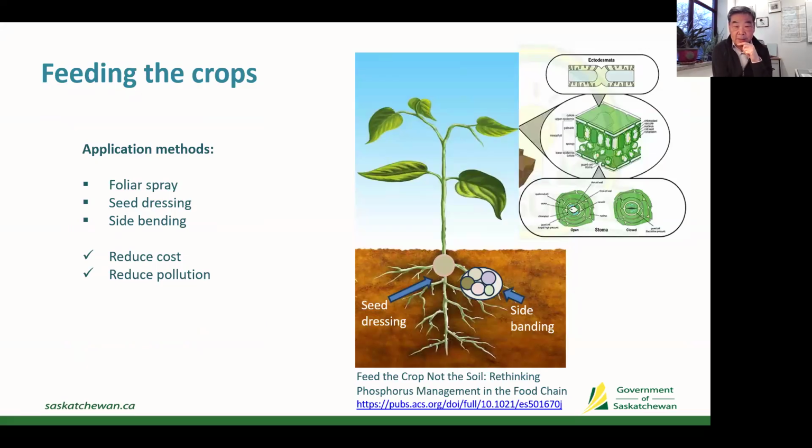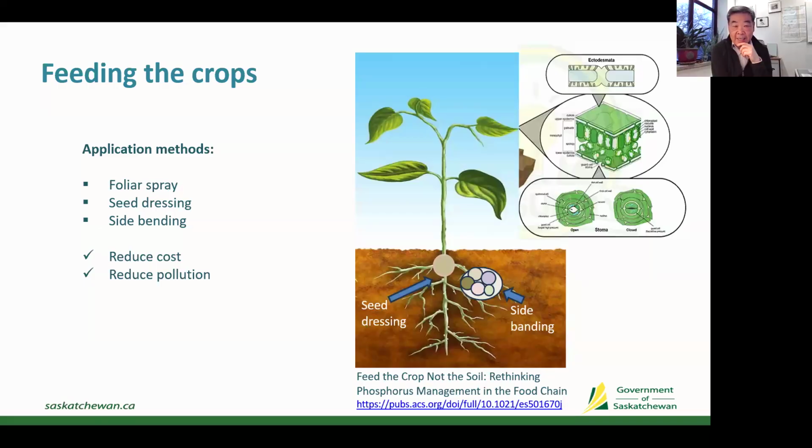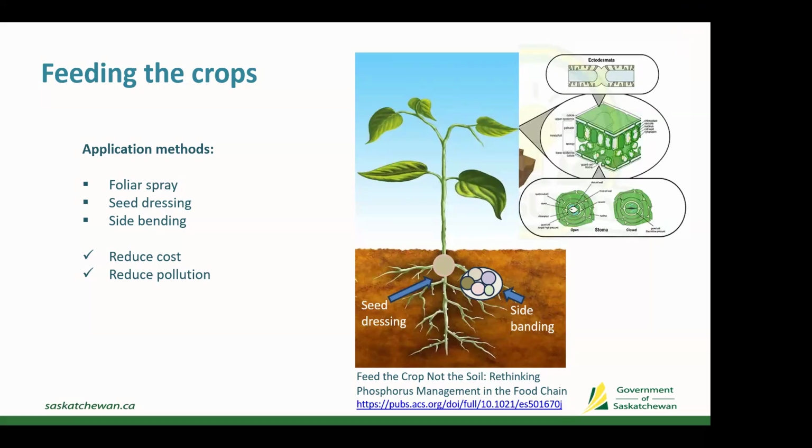I know this is a little bit in conflict with the organic idea, like organic always thinks about building soil health, feeding the soil rather than feeding the crop. However, for this particular element, what we found is that when you apply a small, limited amount of available P to the soil, particularly in Saskatchewan, in North America, we have these calcareous soils. We have lots of calcium, which will be able to fix them.